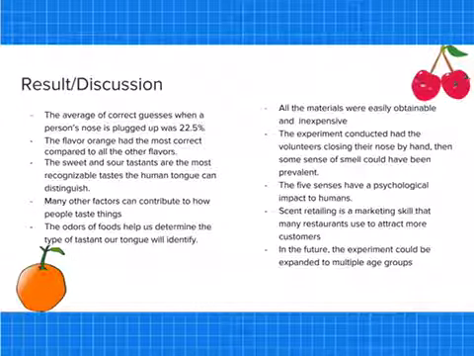Many other factors can contribute to how people taste things. For example, in Quinn Janice's Wings experiment, she found that people's sense of hearing can have an effect on how people taste different foods. The 5 senses are all intertwined with one another. Many researchers have found that if one sense is cut off from the rest of the body, another sense will intensify to replace what has been shut down.